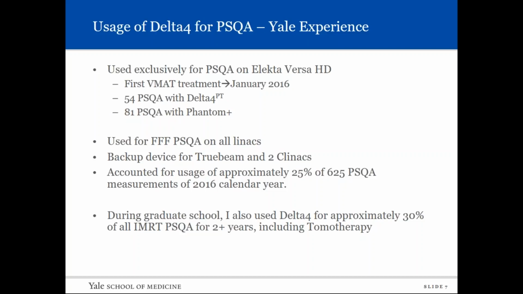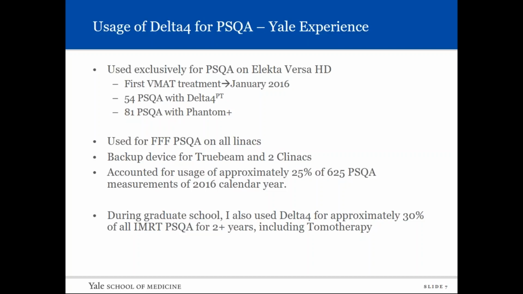We began ramping up our usage of Delta4 after an installation of the new Versa HD, which began VMAT treatments the start of this year. We've exclusively used Delta4 to run QA on this machine. We initially ran 54 plans with the old model and then upgraded to the new model and have run 81 plans now. So we've had quite a bit of experience with both the old and the new detector in the last year.